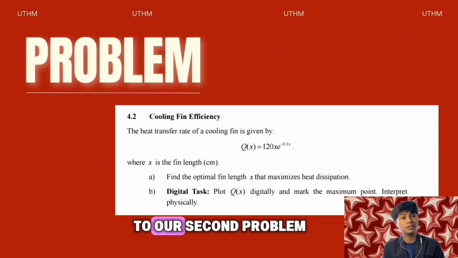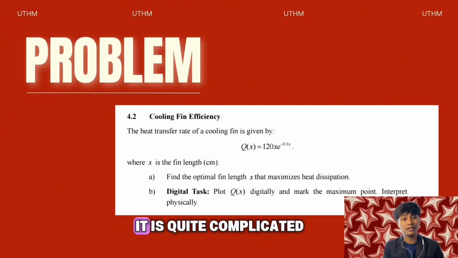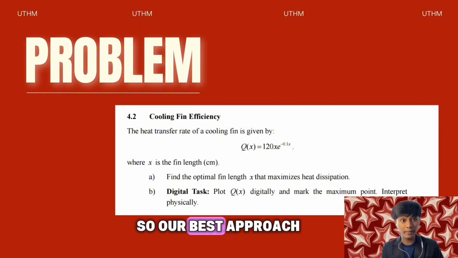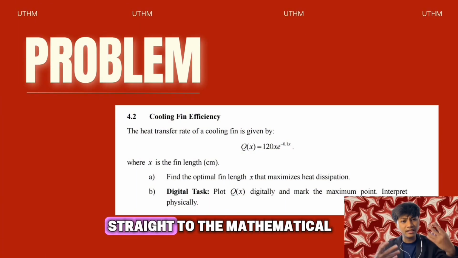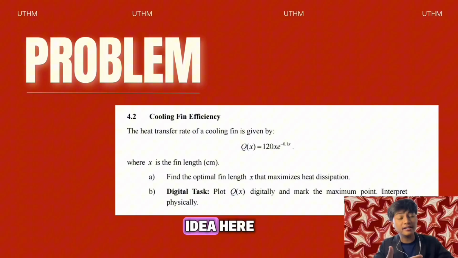Moving on to our second problem, which is the cooling fin efficiency. This problem is quite complicated, so our best approach as a team is to understand the logic behind this rather than just going straight to the mathematical solution. So what is the main logic here? What's the big idea here?